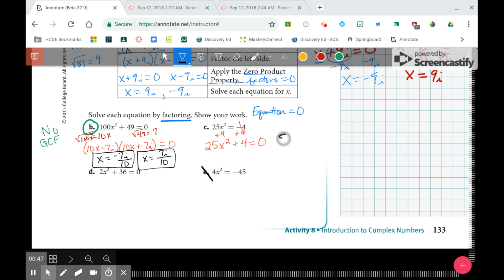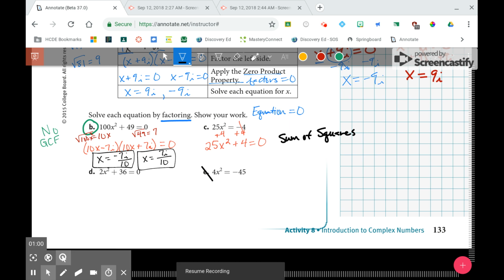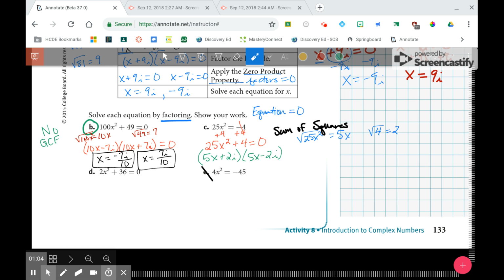Remember, this is a sum of squares. So look at all the previous examples we've done with sum of squares. So take the square root of the first term, square root of the last term, write the factors. So the factors you should have gotten were 5x plus 2i and 5x minus 2i.